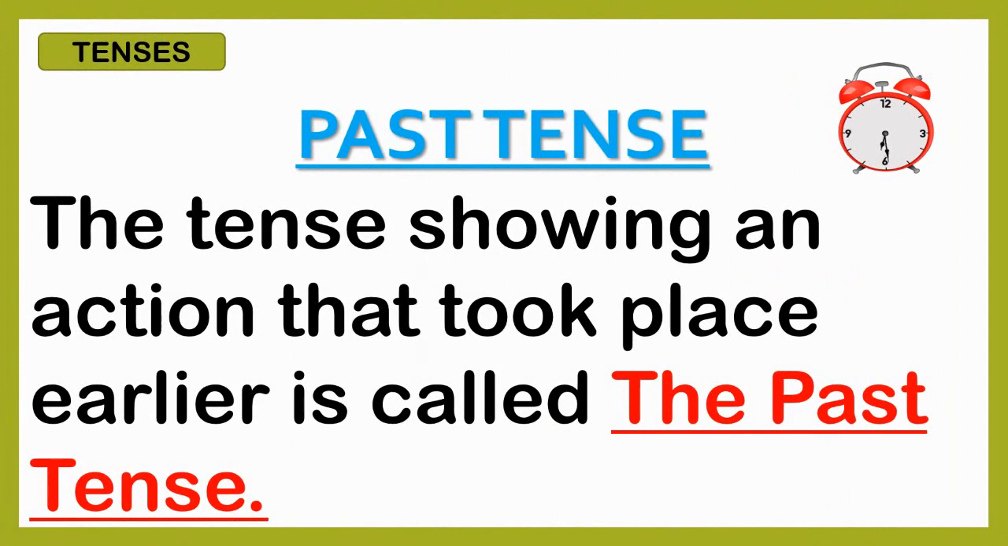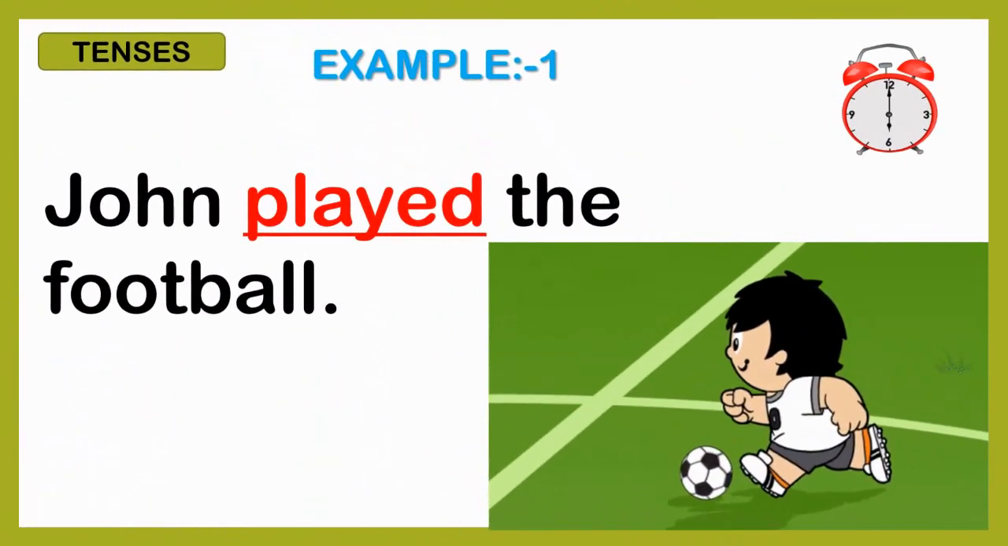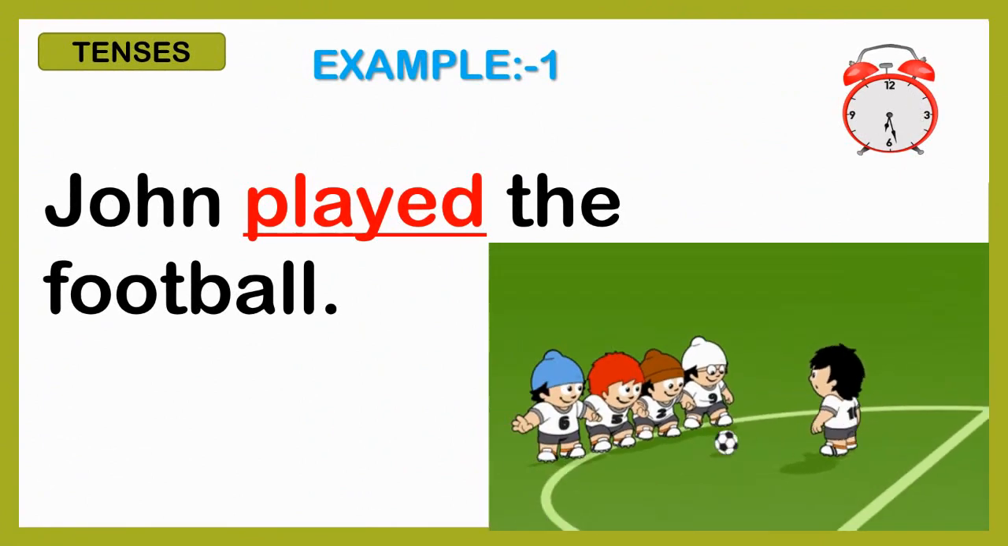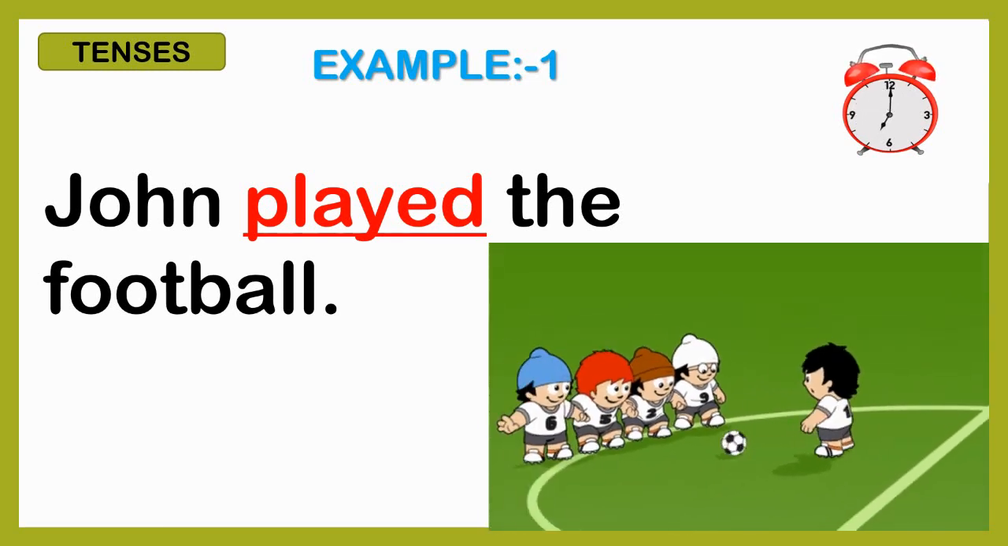Now let us see the past tense. The tense showing an action that took place earlier is called the past tense. Now look at the example. John played the football. In this sentence, the verb played indicates an action in the past which is completed.